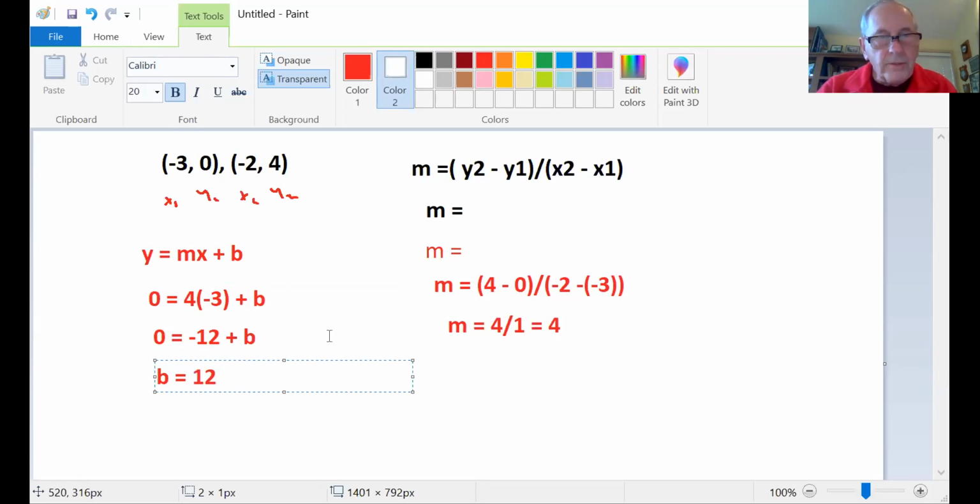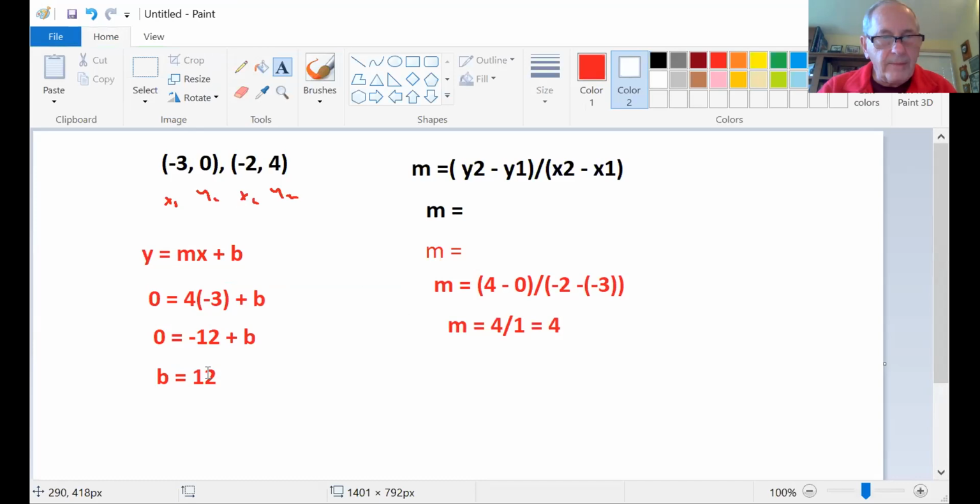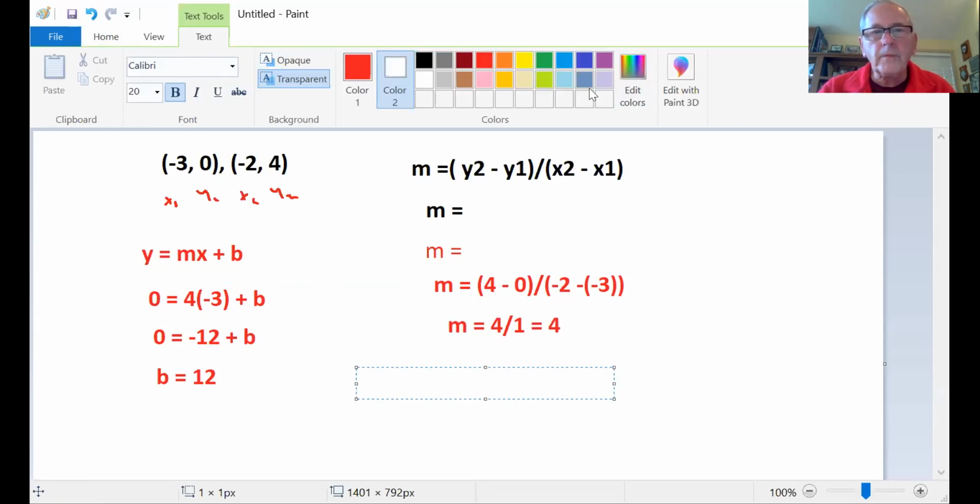Okay. So now I've got my b, and I've got my m, and so now I can write the equation. So the equation ends up looking like this. Y is equal to 4x plus 12.